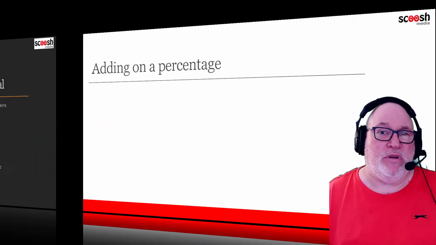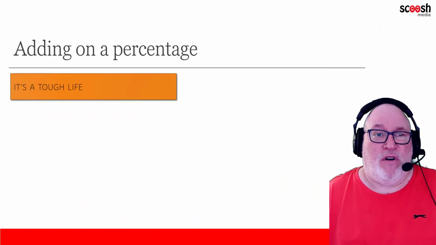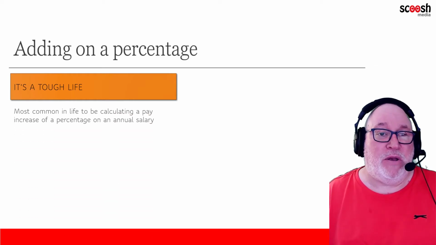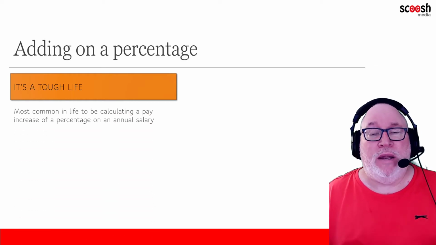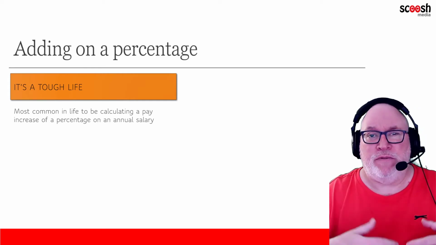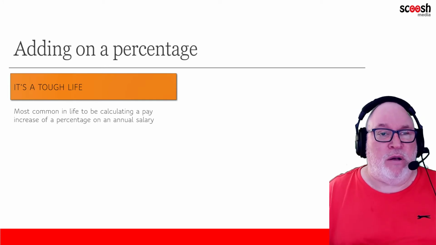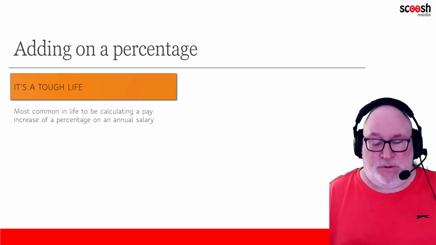So adding on the percentage. Now, I've headed this up as life is tough. It's a tough life, because the most common thing that we do in life is to work out increments or even local taxes, VAT, things like this. And we add them on sometimes, if we're cash and carry, for example. Most common thing is pay.